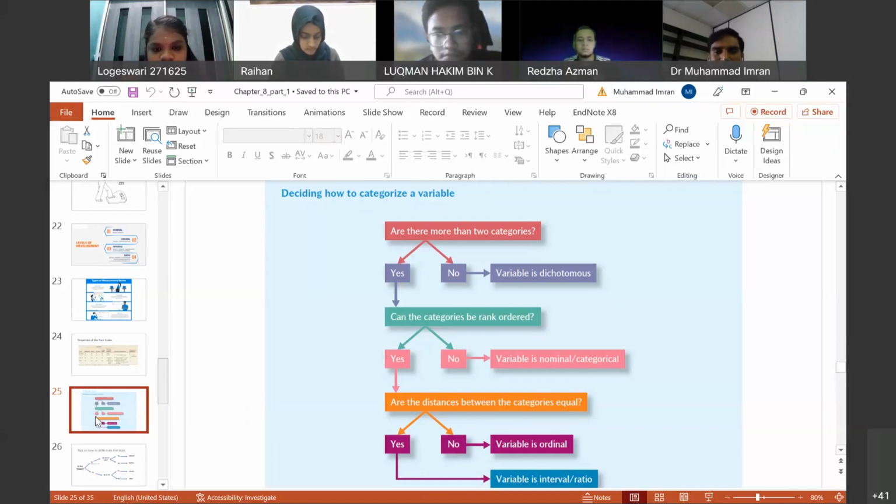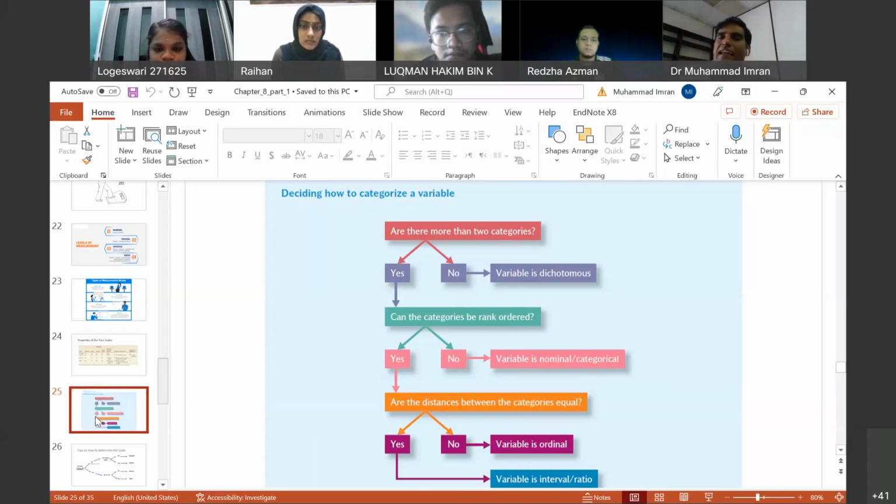Can the categories be ranked in order? Can the variable be divided in order? No, the variable is nominal, or categorical. Simple: we can give the name, but we cannot give the order. Yes, we can give the order. Then, is the distance between the categories known? No, obviously we can give order, but we cannot calculate the distance. Then the variable is ordinal.